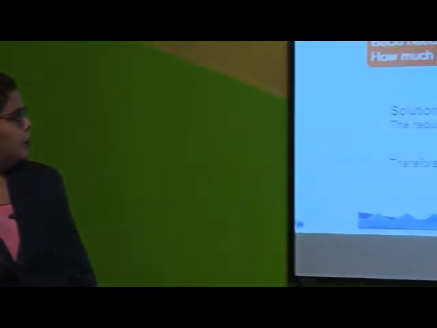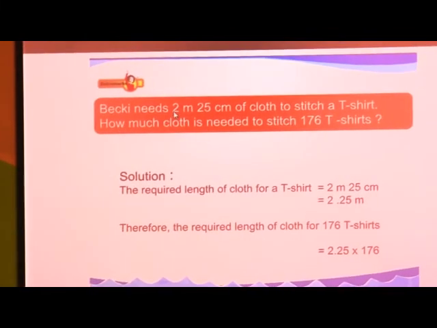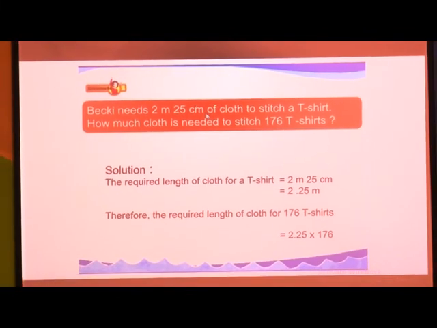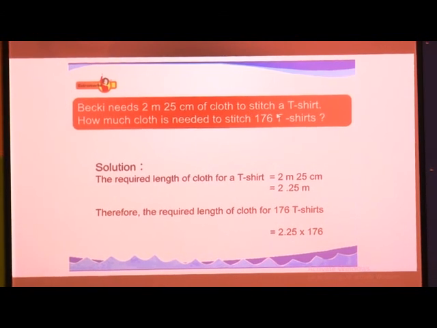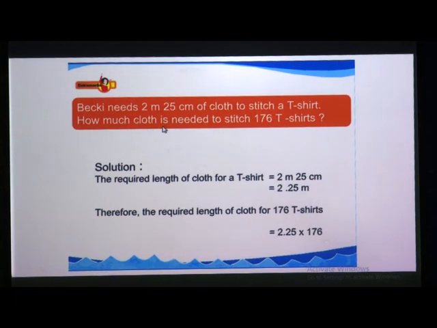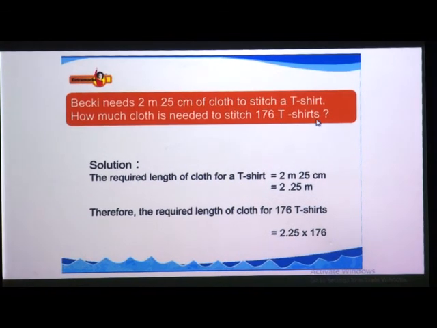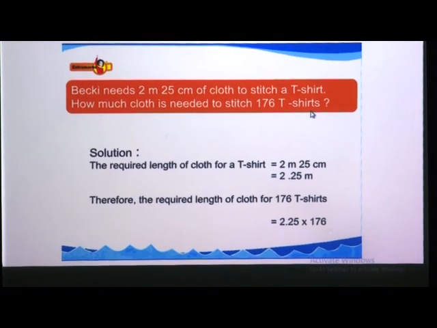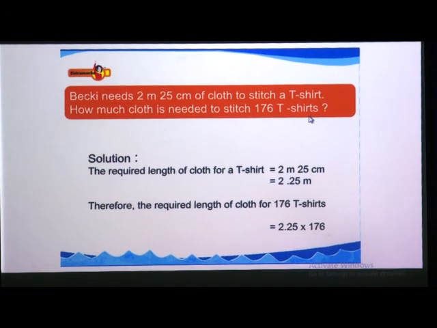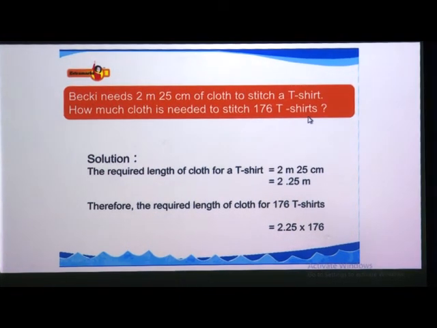Becky needs 2 meter 25 centimeter of cloth to stitch a t-shirt. Now how much cloth is needed to stitch 176 t-shirts? This is very easy, you know the unitary method also. But here we have units that should be converted into decimals, and then we have to go for the further steps.